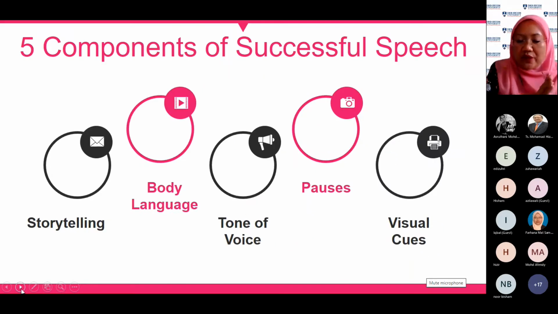So there are 5 components of a successful presentation: storytelling, body language, tone of voice, pauses, and the last one, visual cues. These 5 parts are very important.